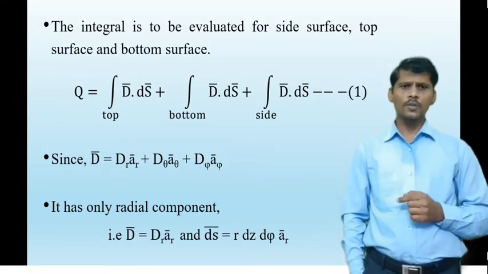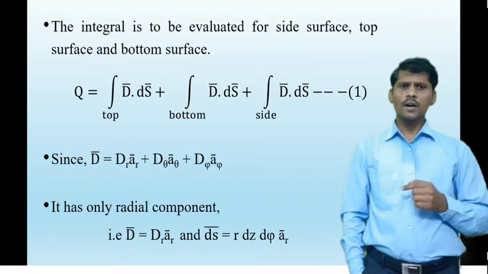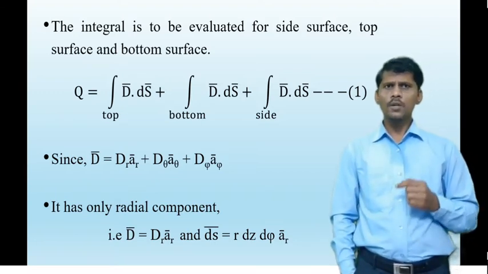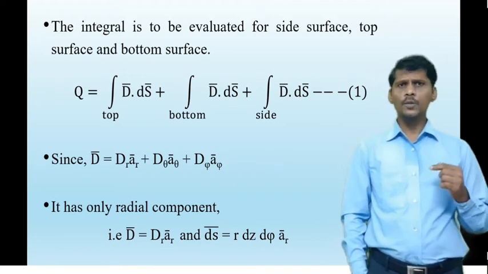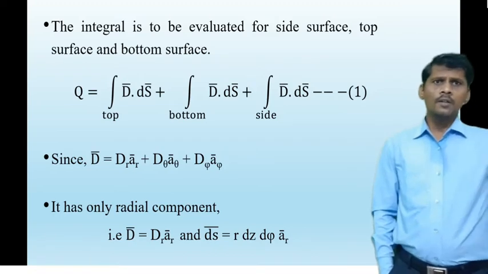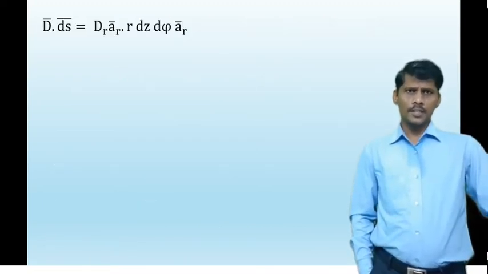ds bar is equal to r dz d phi into ar bar, in the radial direction. So now calculate the D bar dot ds bar value.